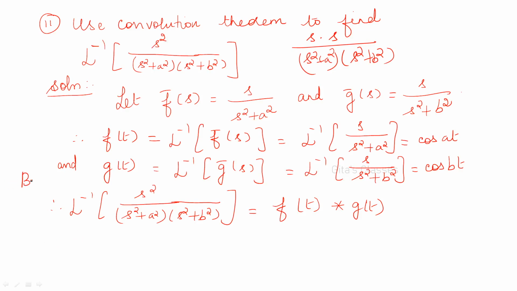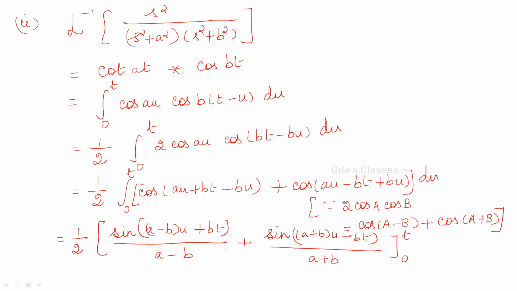So by the convolution theorem, we get L inverse of s squared by (s squared plus a squared) into (s squared plus b squared) is equal to f of t star g of t. This star is the convolution of two functions, the convolution product. Okay, it is not just a product, it is a convolution product. So for the convolution product, we have a definition. L inverse of this is equal to cos at star cos bt, that is, the convolution product of cos at and cos bt. What is the definition? The first function you write as a u, and in the second function, in the place of t, you have to write t minus u.